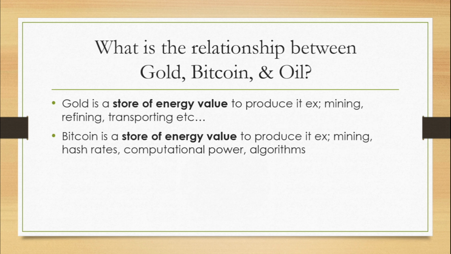Great. What is the relationship between gold, Bitcoin, and oil? Well, in this discussion, both of these are a store of value, and we're going to discuss how that is. Gold is a store of value because of the mining, refining, transporting, the logistics of it. Bitcoin is a store of value because of the mining, hash rates, computational power, and algorithms. Both of these are stores of value because they require work to be put in, and it only comes back out to us at a certain rate.